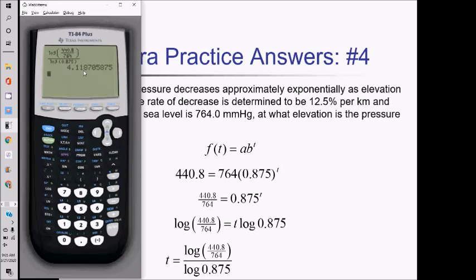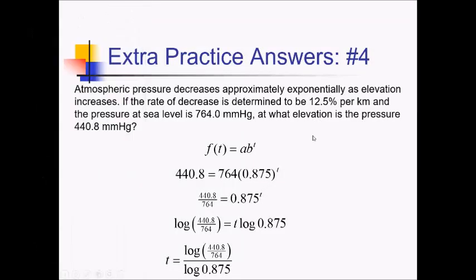If we plug all of that in, and we're careful with our fractions, that should come out to about 4.12. Now, what unit should that be? Well, they said at what elevation? Elevation was the input that we were solving for. So the elevation is measured in kilometers. So that's going to be 4.12 kilometers.